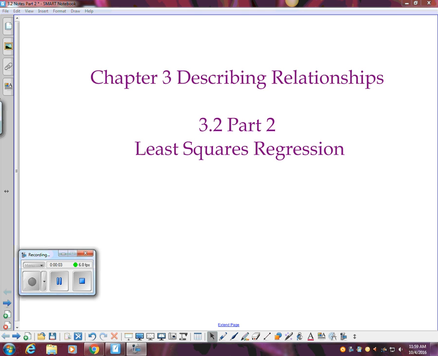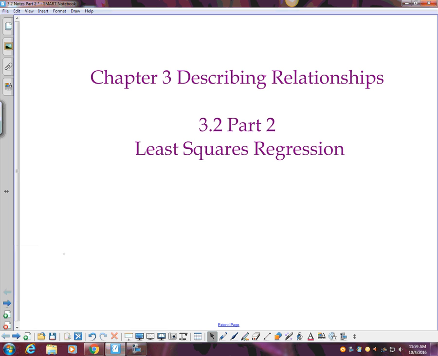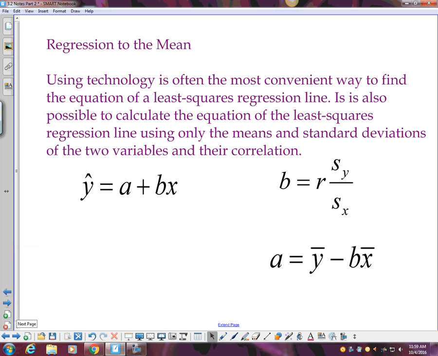This lesson is on least squares regression lines. So this is 3.2, part 2. Regression to the mean.